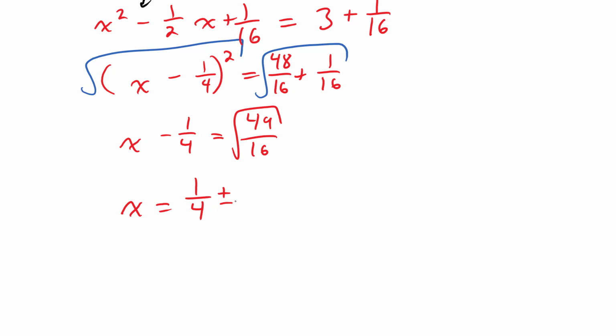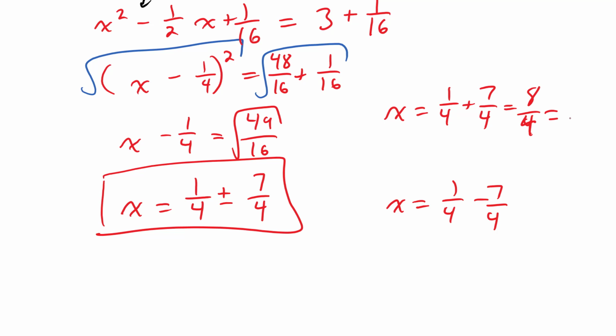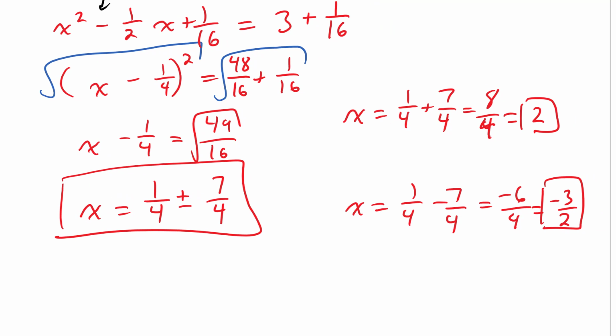Notice, look at this. Square root of 49 is 7. Square root of 16 is 4. Here are your answers. x is equal to 1/4 plus 7/4, and x is equal to 1/4 minus 7/4. Very convenient, we already have them with common denominators. 8/4 is equal to 2. And this one is 1 minus 7, minus 6/4, minus 3/2. So there are two correct answers to this one, 2 and minus 1.5.